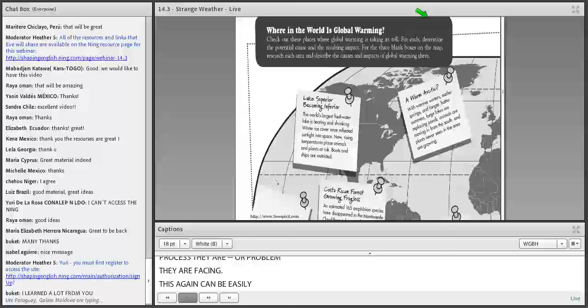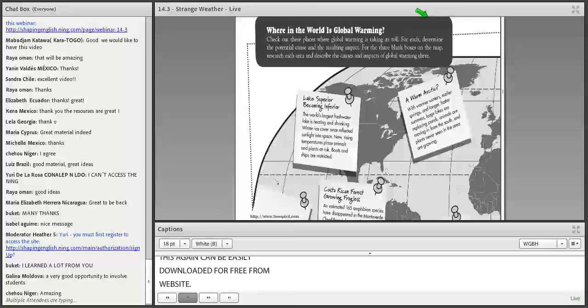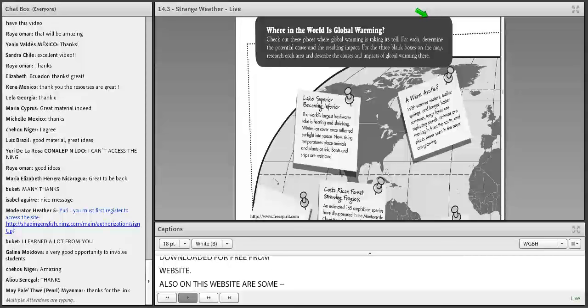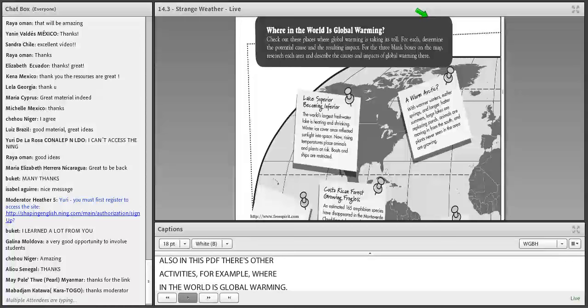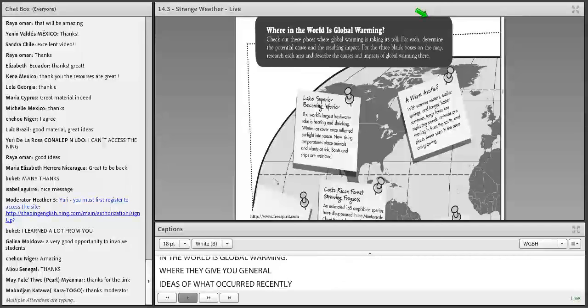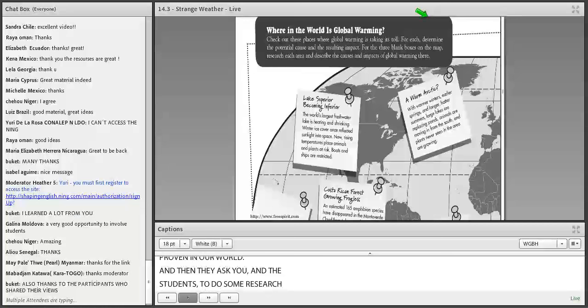Also in this PDF, in this free book, there are other activities. For example, Where in the World Is Global Warming, where they give you some general ideas of what occurred recently that has been scientifically proven in our world. And then they ask you and the students, mainly the students, to do some research and fill in some other areas that they are aware of where there are issues with global warming in the world.